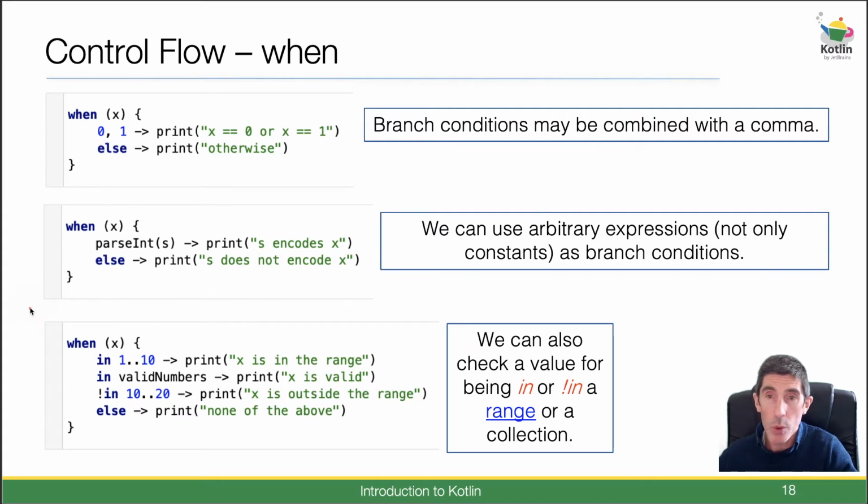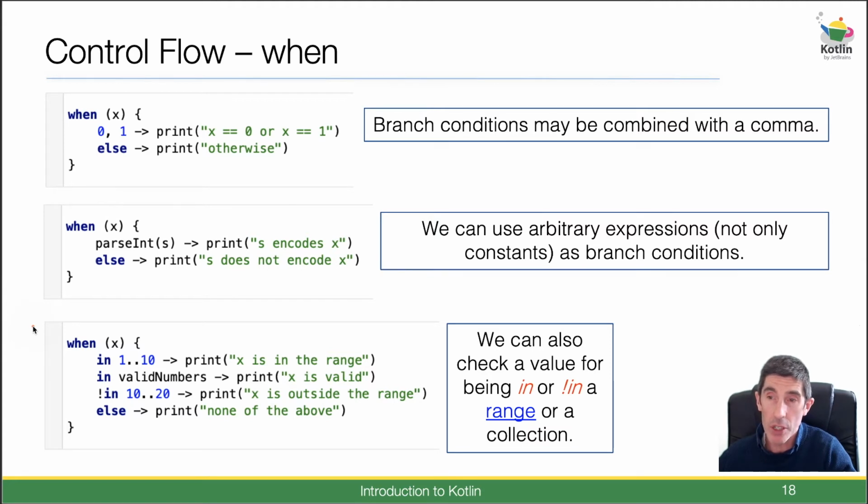So we have there, we're saying when x, so the first thing we do is that's inside the block there, we're checking parse int, passing in s as a parameter, so that would print s encodes x, and otherwise we can actually say otherwise print s does not encode x.